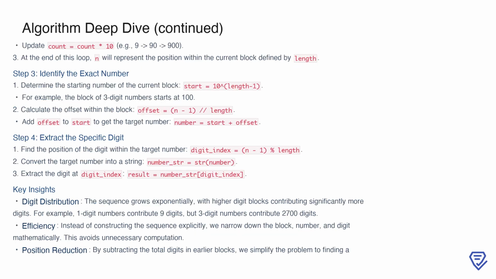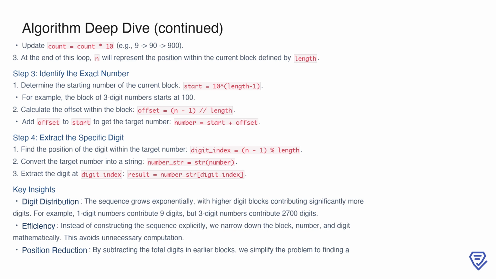As we move through the blocks, the count of numbers in each block increases tenfold for every increment in digit length, progressing from 9 to 90, then to 900, and so on. Once we identify the block where the nth digit resides, the value of n will now represent its position within this block, rather than the entire sequence.